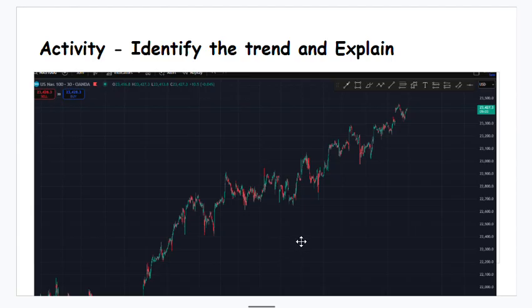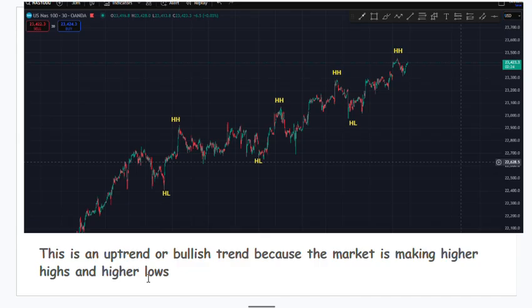So let's take a look at this chart. And the activity is for you to identify the trend and explain what's going on in this trend. Take a moment, analyze the chart, and write the trend that this chart is going in, and an explanation or justification of the trend. If you wrote that this is an uptrend or bullish trend because the market is making higher highs and higher lows, amazing job, good job, you understand market structure.